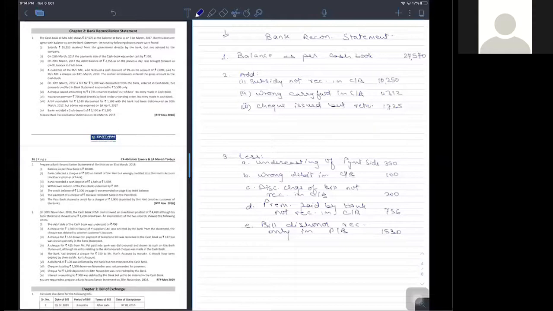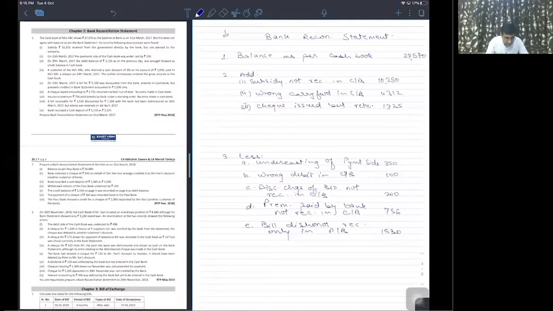Yes, I have not understood: 1500, but 1530. Why 1530? Because whenever the bill gets dishonored, the bank recovers from you the full amount and not the discounted value. Okay, okay, sir. Correct? Understood. Yes, sir. Yes, no problem.